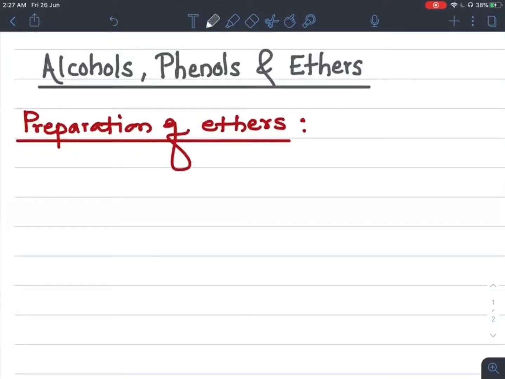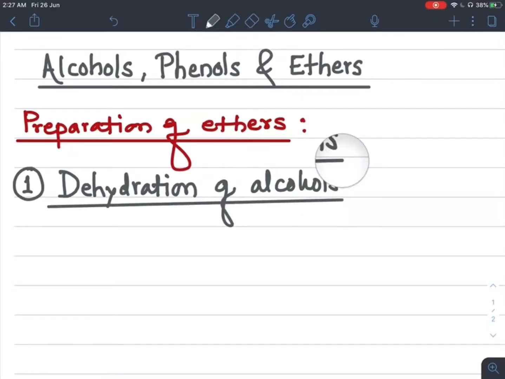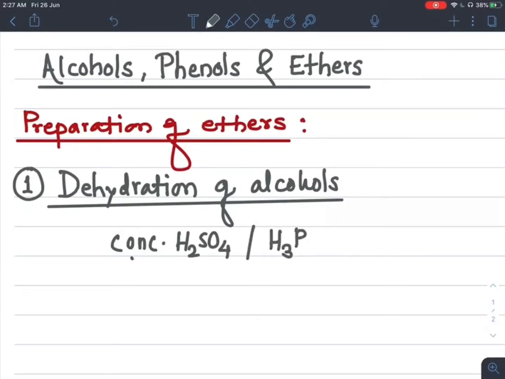Students, now we are going to see preparation of ethers. So there are two methods. In the first one, dehydration of alcohols. So when alcohols undergo dehydration, by using dehydrating agents like concentrated H2SO4 or concentrated phosphoric acid H3PO4.